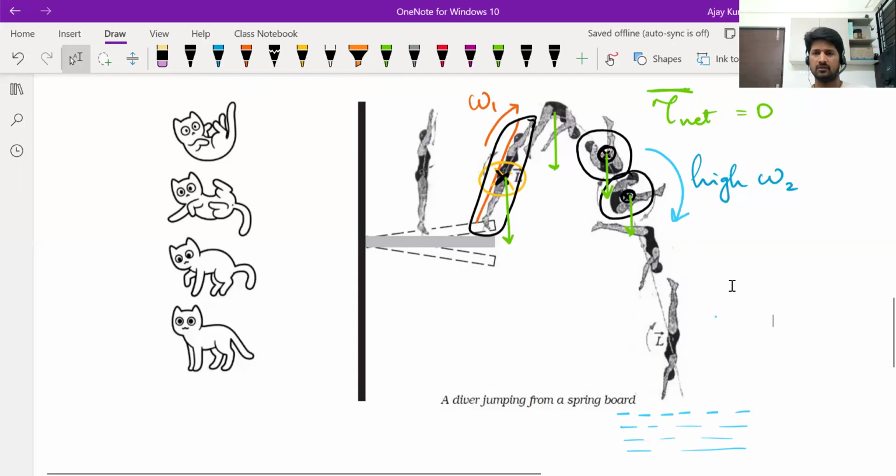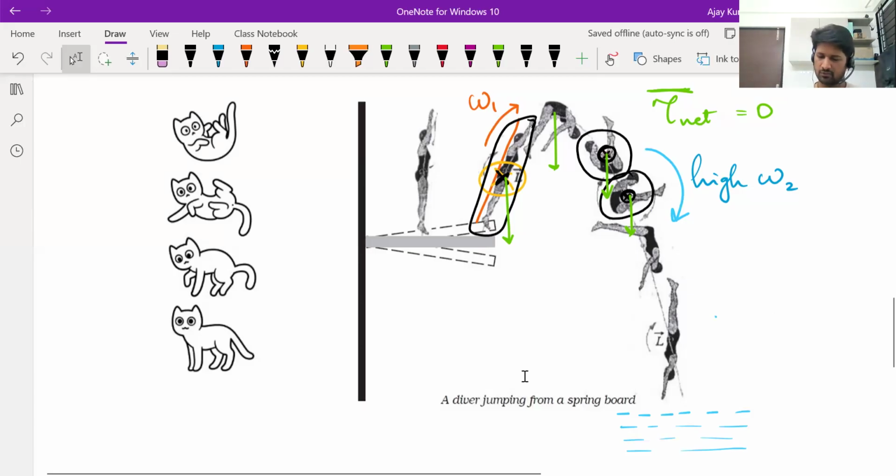Yes, sir. Basically it's an application of conservation of angular momentum. The weight of the person does not create a torque about an axis passing through the center of gravity, and there are no other significant forces acting. Air resistance will be acting, but that is negligible. So net torque is 0. When the body mass comes close to the axis, angular velocity increases. When body mass goes away from the axis, angular velocity decreases.